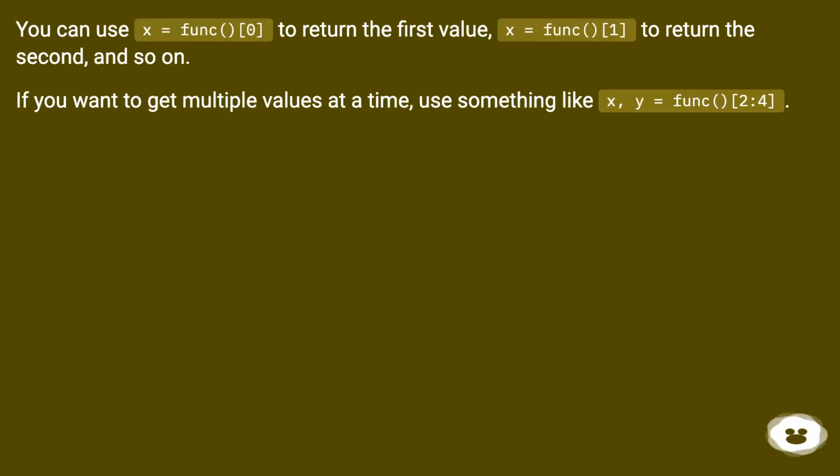You can use x = func()[0] to return the first value, x = func()[1] to return the second, and so on. If you want to get multiple values at a time, use something like x, y = func()[2:4].